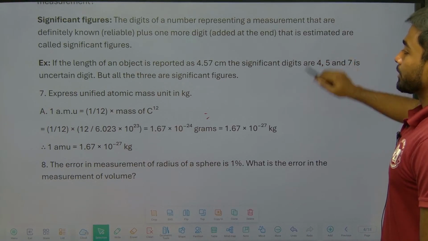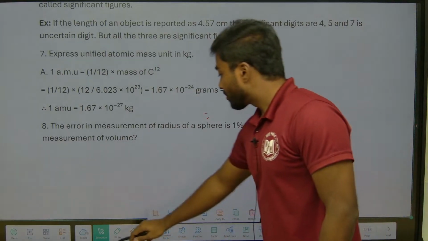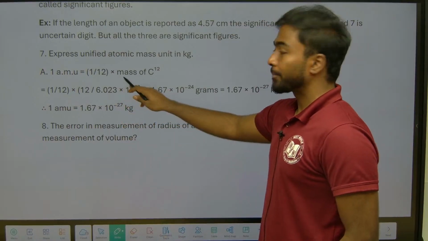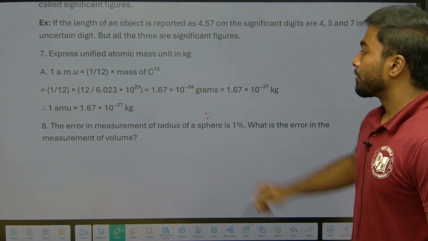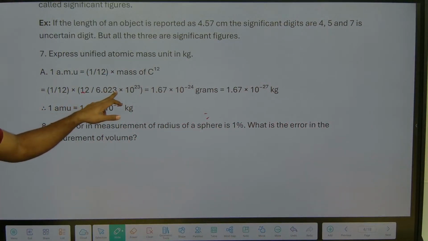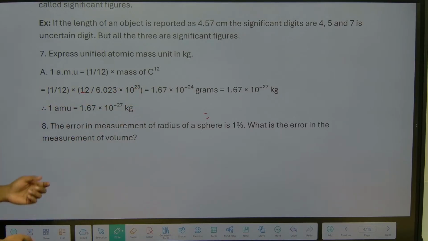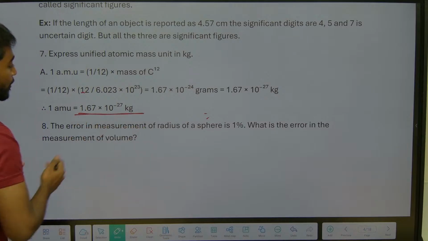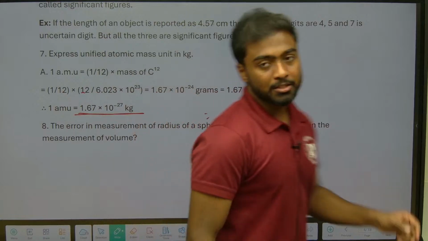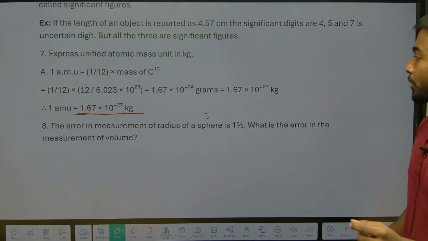Express the unified atomic mass unit in kg. This is a repeated question. 1 AMU is nothing but 1 by 12 times the mass of C12, so 1 by 12 into 12 into 6.023 into 10 power 23 inverse. We get a value of 1.67 into 10 power minus 27 kg. This is the unified atomic mass unit in kg.